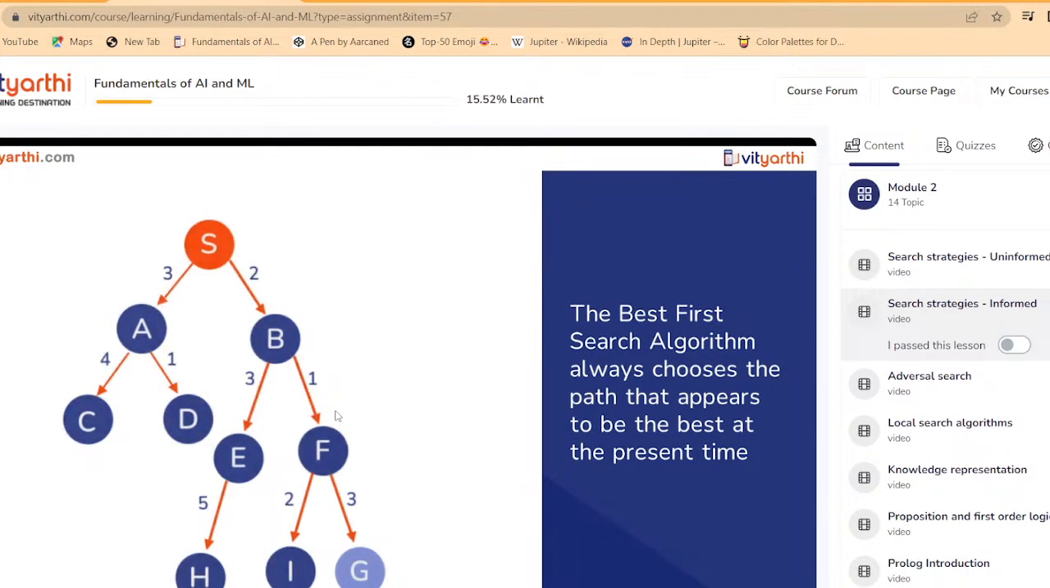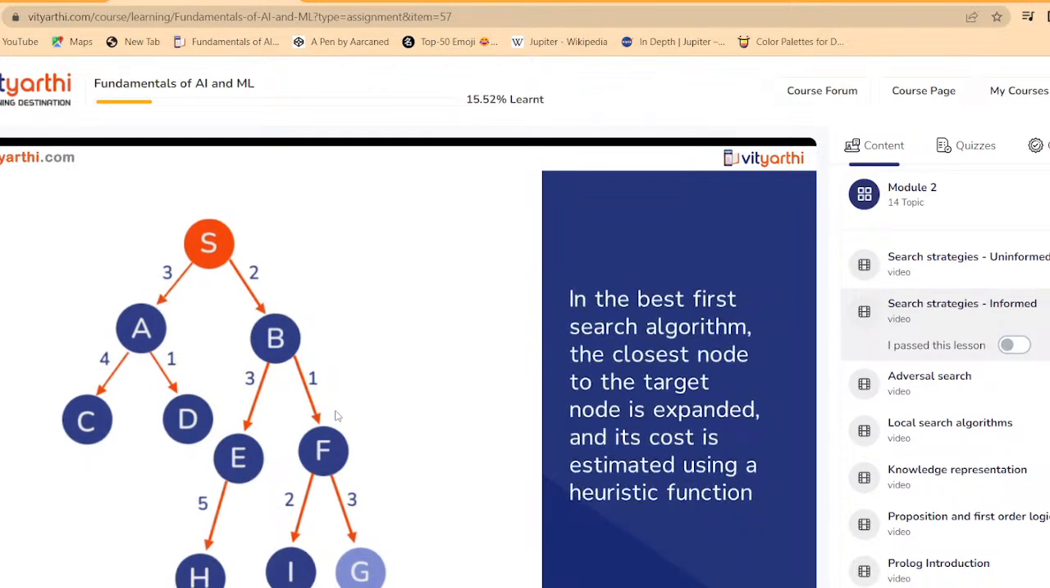Best first search allows us to select the most promising node at each step. In this algorithm, the closest node to the target node is expanded and its cost is estimated using a heuristic function.